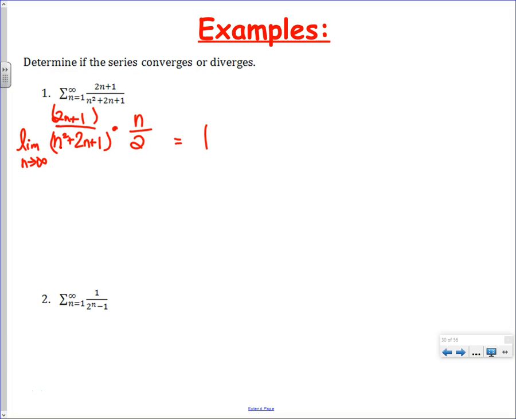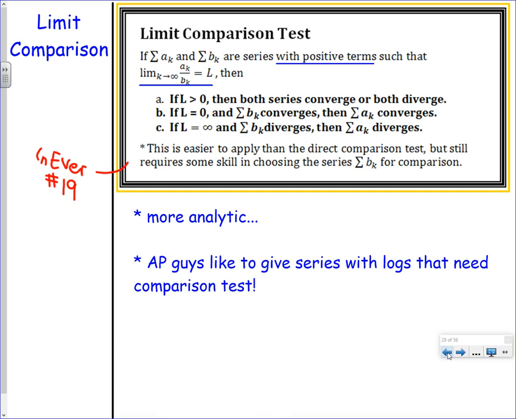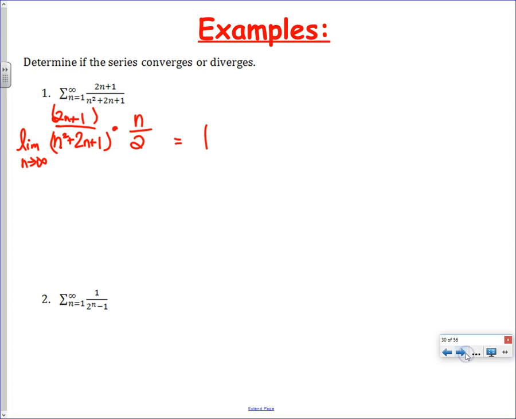Pause. Limit comparison test: if L is greater than 0, I love getting a limit that's a constant, because check out the test. If the limit's a constant, what one does, the other does. I don't even care about the whole 0 infinity thing. Forget that. What one does, the other does. Right? So it says both converge or both diverge.